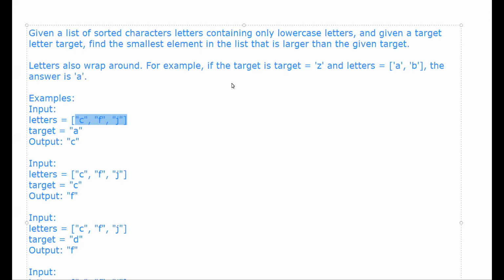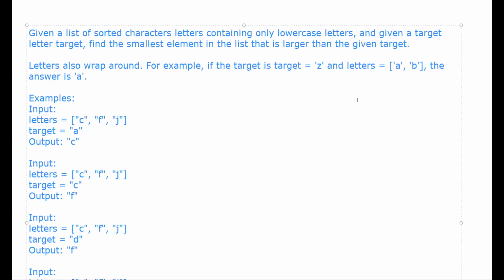So this is the first question here. We are given a list of characters in sorted order, and we're also given a target element. The idea is that we want to find the smallest element which is greater than the given target. As an example, in the first one here, your target is A. The smallest element in the list which is larger than A is C, and that's what the answer is.